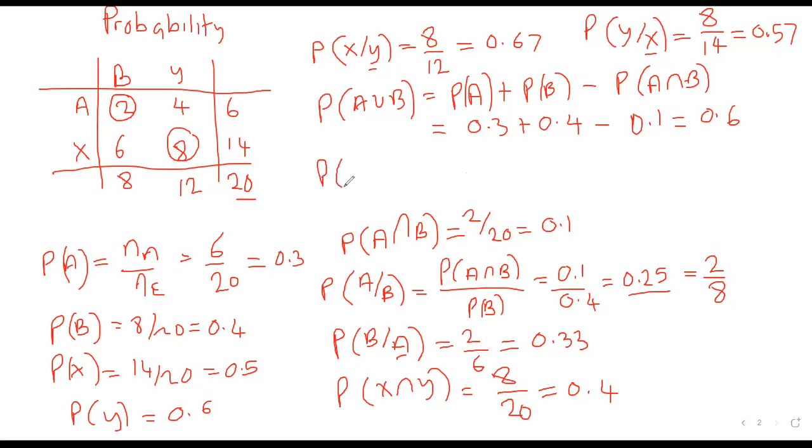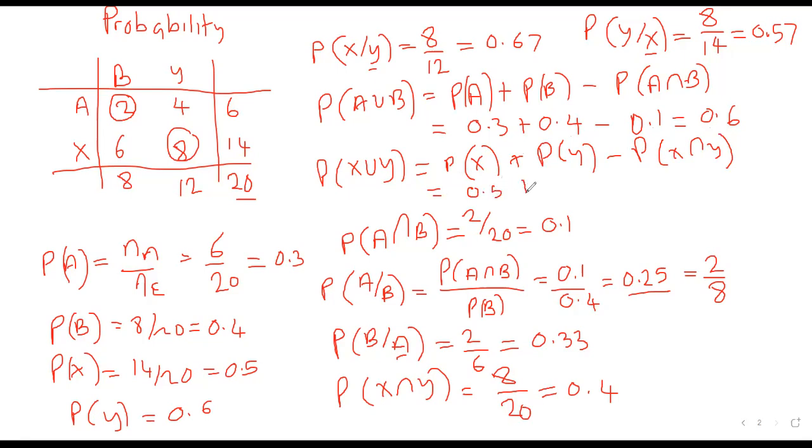Now what is X union Y? Probability of X plus probability of Y minus probability of X intersection Y. So what is our X? 14 over 20, which is 0.7. Y is 0.6, and X intersection Y.